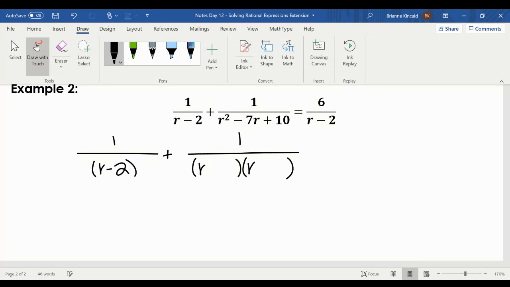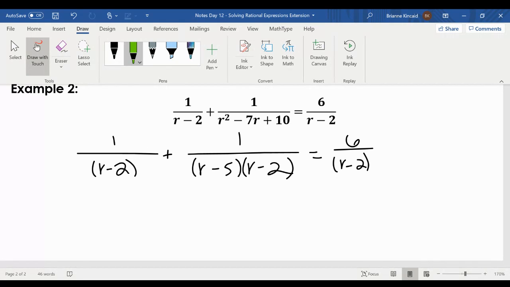So the two numbers that are going to multiply to a positive 10 and add to a negative 7 are going to be negative 5 and negative 2. And then the last fraction, r minus 2, once again can't factor. So we just leave it alone. Let's put parentheses around it.